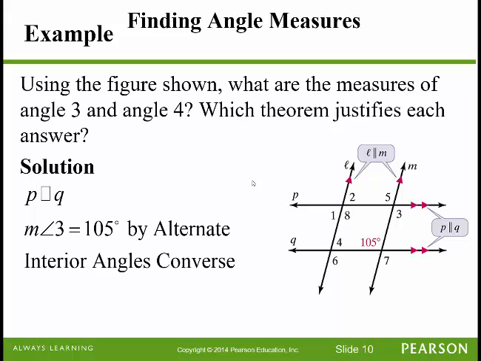All right, using the figures shown, what are the measures of angle 3 here and angle 4 here? Which theorem justifies each answer? First off, forget the typo here, but this is saying that P is parallel to Q. So the measure of angle 3 must be 105 degrees by the alternate interior angles converse here.